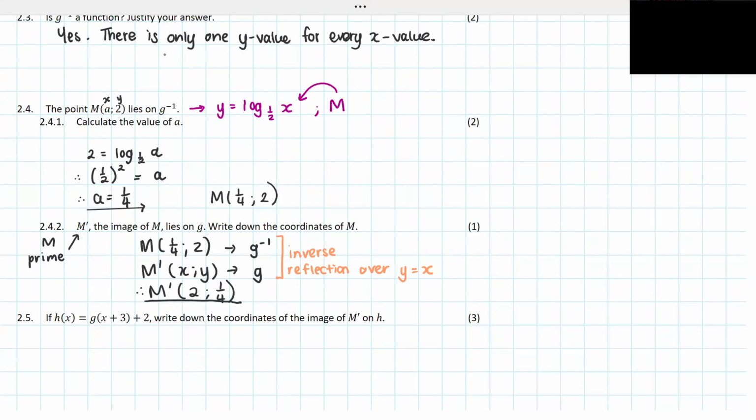It might seem like a really tough question and a bit confusing, but always break down your question. What information have I been given? What information do you know? How do they relate to each other? That's exactly what I did. I knew what M was, and I knew it was on the inverse. I knew I was looking for M prime, and it was on the original. The relationship between the two is that reflection over the line y equals x. So all you do is apply your rule.